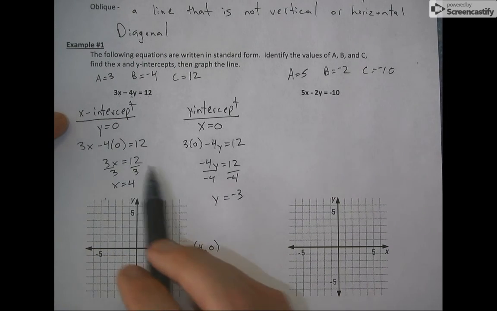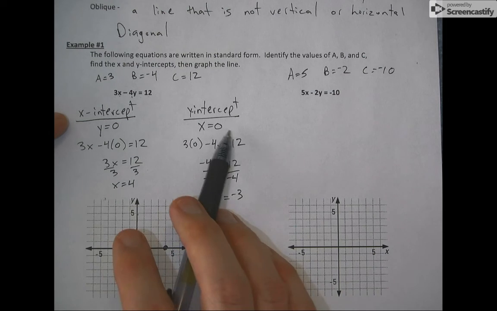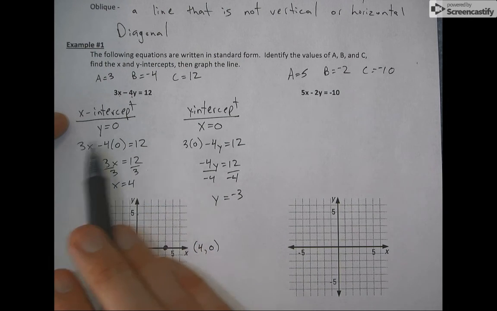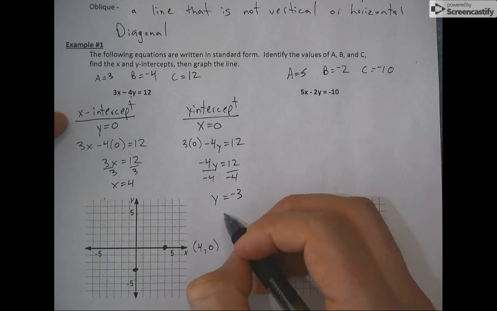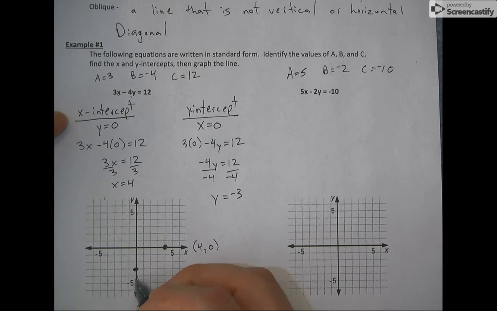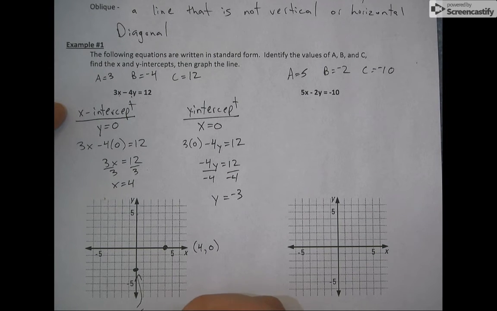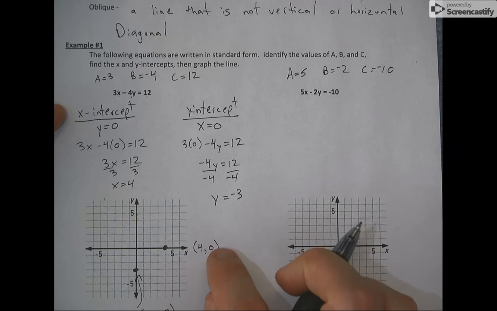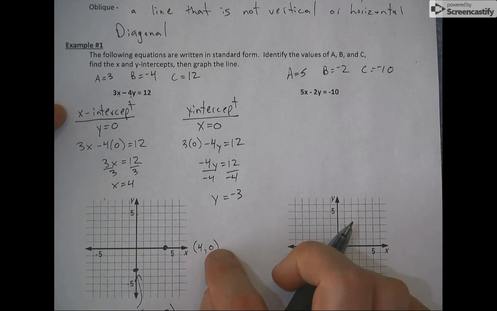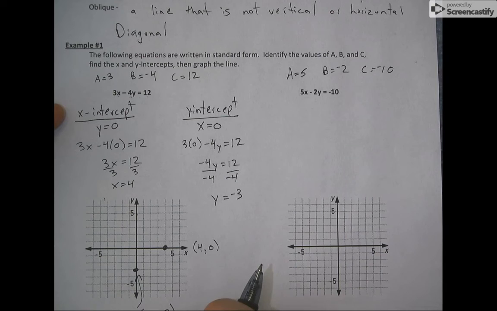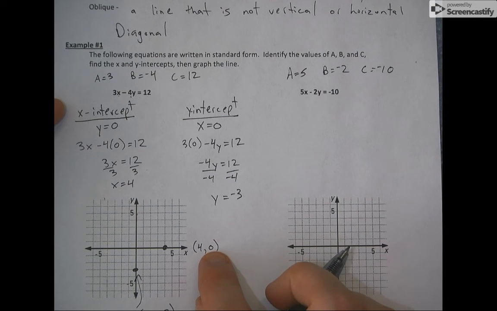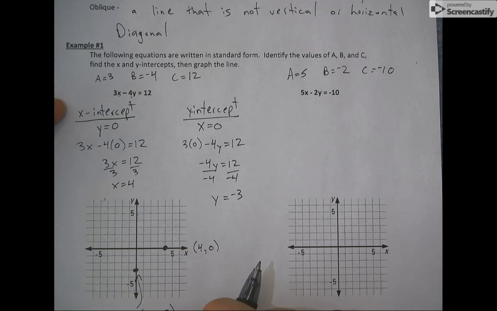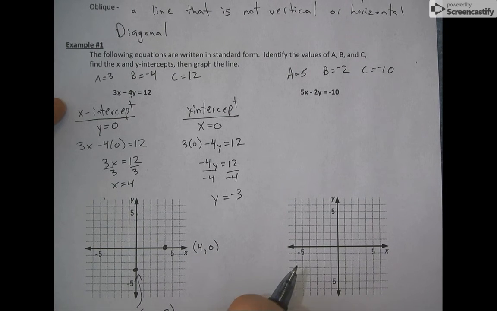So by plugging numbers in, now we chose specific numbers of 0, but technically you can plug any number you want in and solve for the other value, and it's going to give you a point on that line. So this value right here is the point 0 for x, negative 3. We plugged in 0 for y and we found out x was 4. And then we plugged in 0 for x and found out y was negative 3.